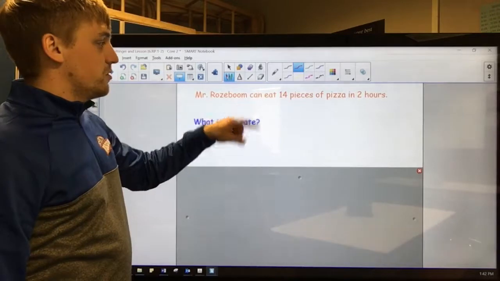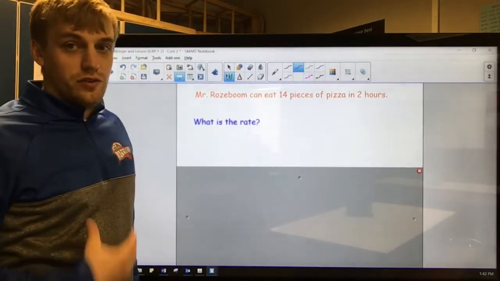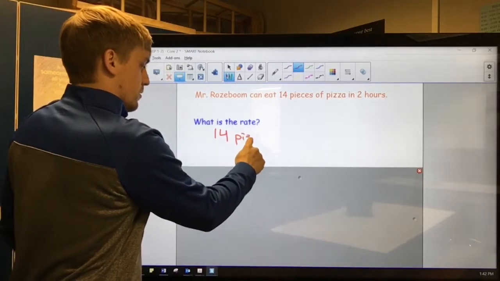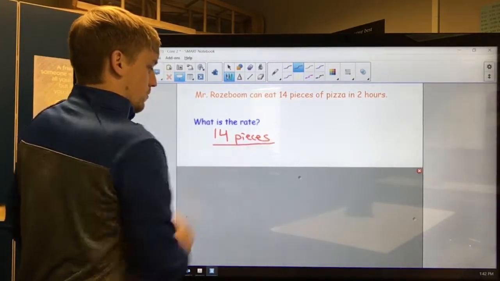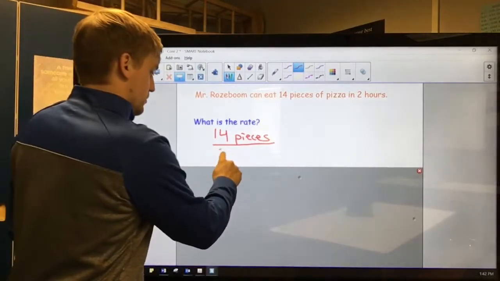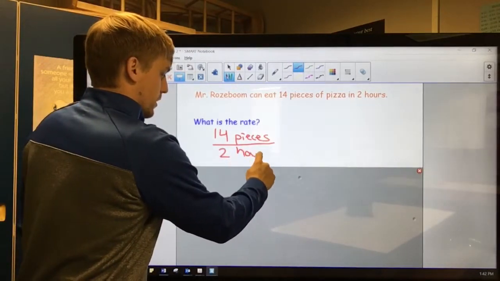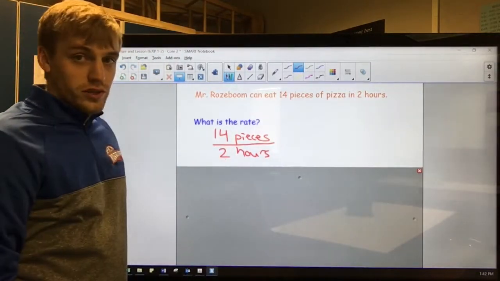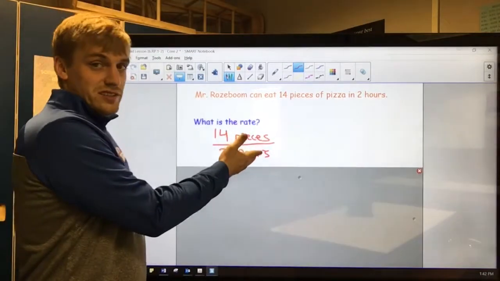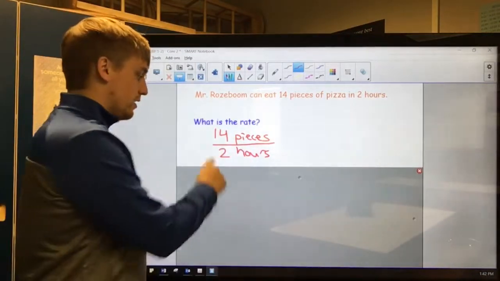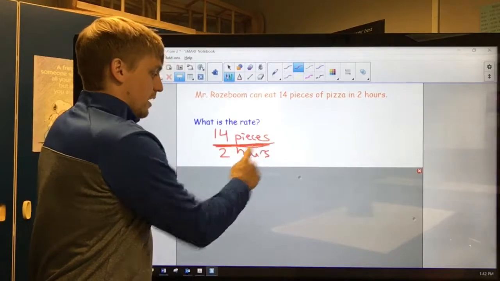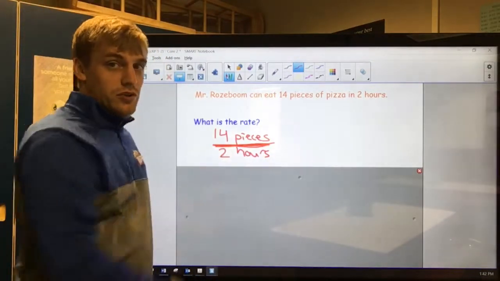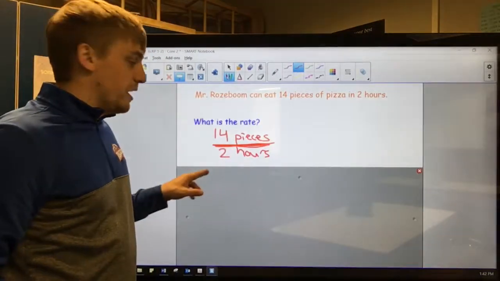So it says Mr. Rosenbaum can eat 14 pieces of pizza in 2 hours. So our rate would be 14 pieces for every 2 hours. Okay, so we would write the ratio 14 to 2, or 14 pieces per 2 hours. And I like to think of this line right here as the per line. We usually say 14 pieces per 2 hours. So this is our rate.